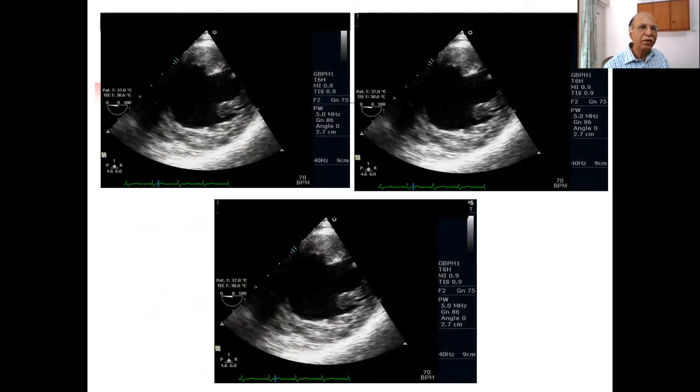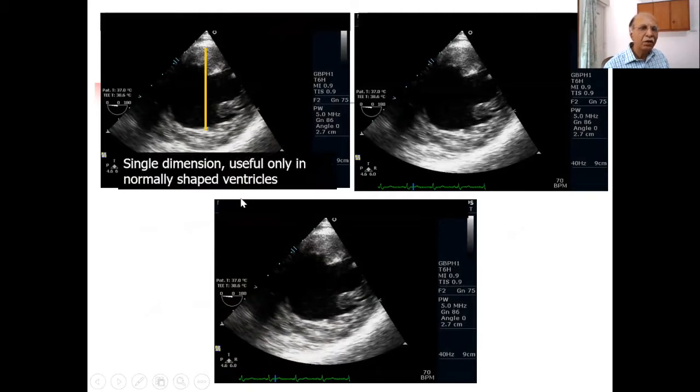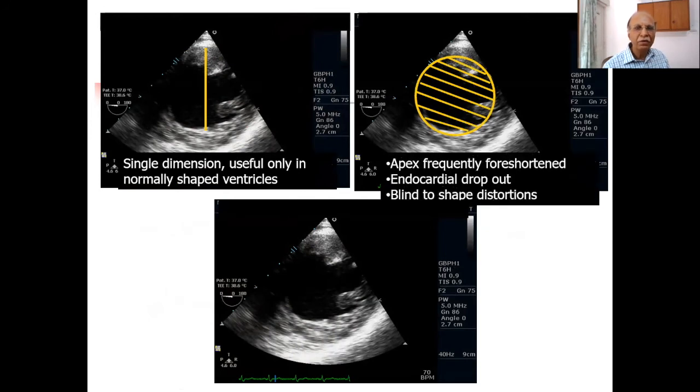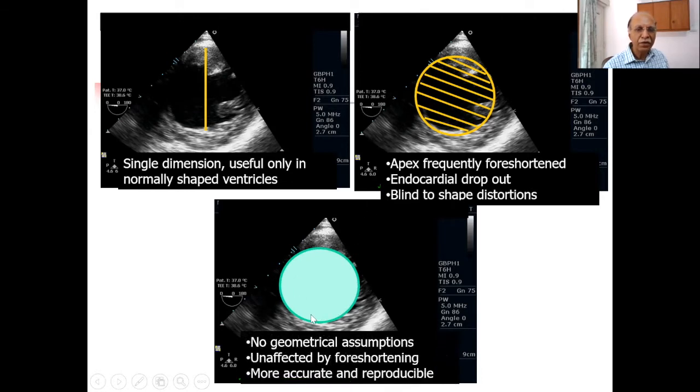So you can do this by either measuring linear measurements or in M mode. These are single dimension, useful only in normally shaped ventricles, or you can improve it by measuring the area. This is better than the single dimension measurements. However, the apex is frequently foreshortened in these patients. There could be endocardial dropout, and it is blind to shape distortions. Further improvement is by way of volumetric measurements, and there is no geometrical assumption in this, and it is unaffected by foreshortening, and it is more accurate and reproducible.